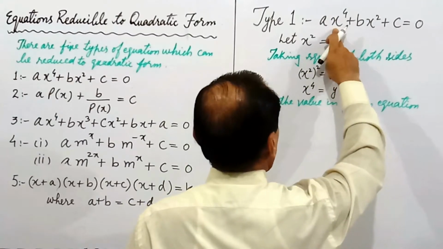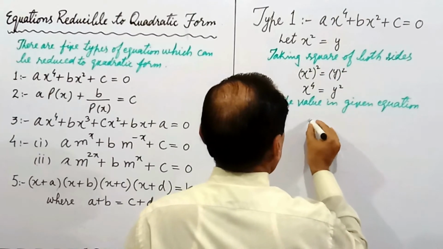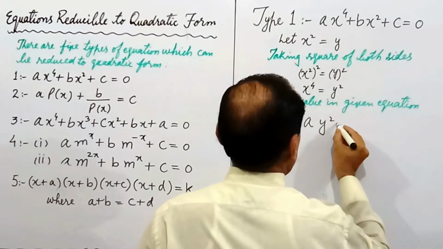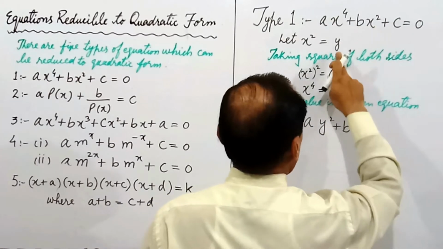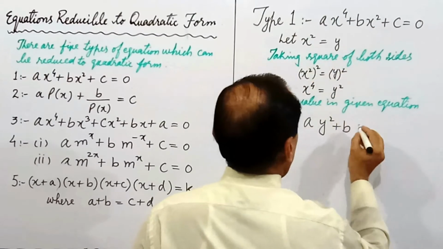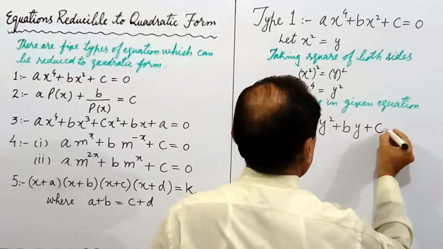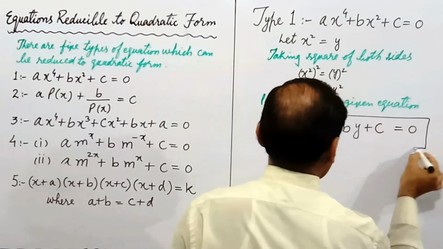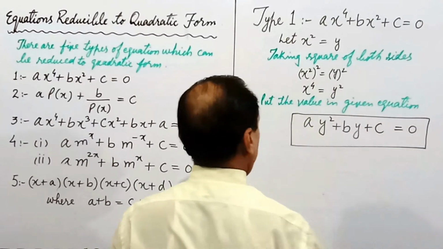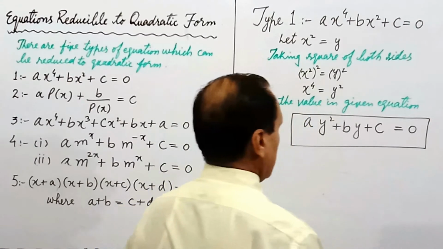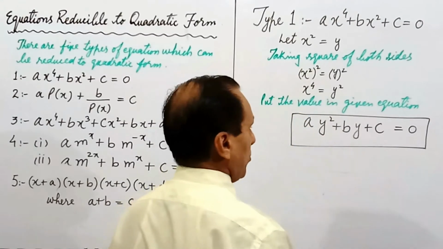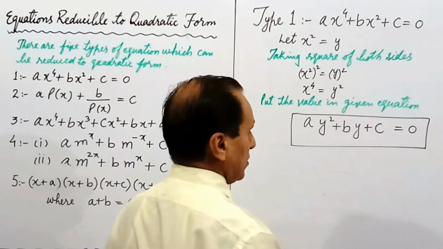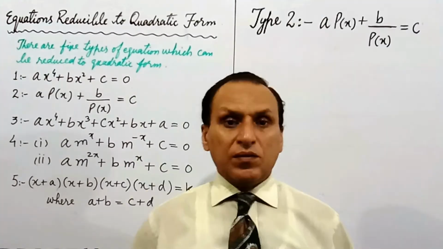In place of x raised to the power 4, we put a into y square plus b. In place of x square, we put y plus c is equal to 0. And that is the simple standard form of quadratic equation, which we can easily solve by either of the method.